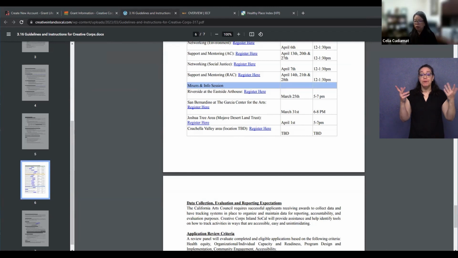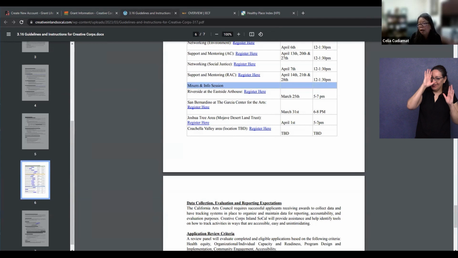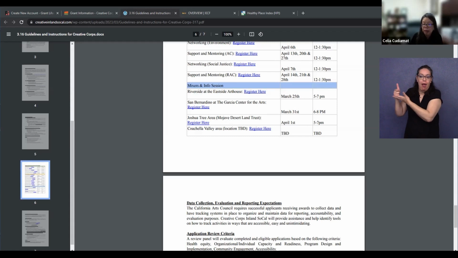Okay, so moving on, if we don't have any more questions: data collection, evaluation, and reporting expectations. This is again disclosure that the California Arts Council expects us to collect data. So therefore, we are expecting to collect data from you. You will be provided with support as far as the evaluation and data collection component. There is intention to engage an entity that will help all our grantees deliver the data that is going to be expected by the California Arts Council. So not to worry about that. It's just about disclosure that we will be collecting data.